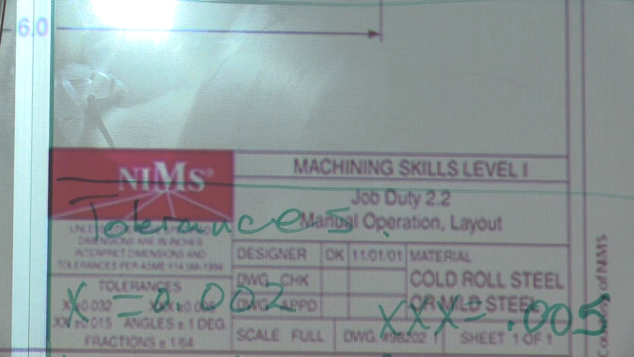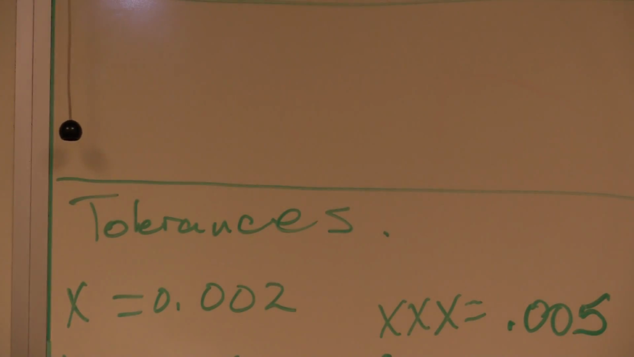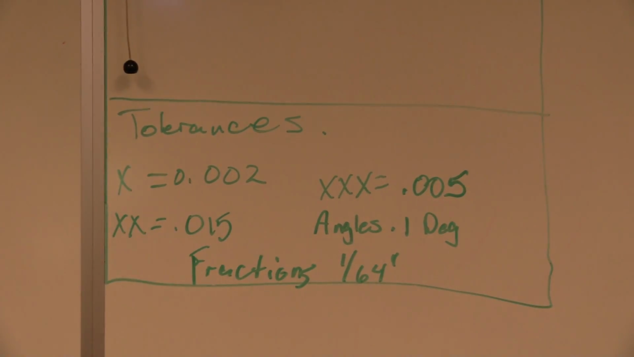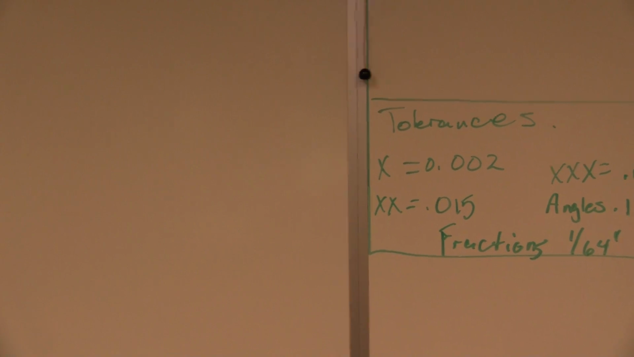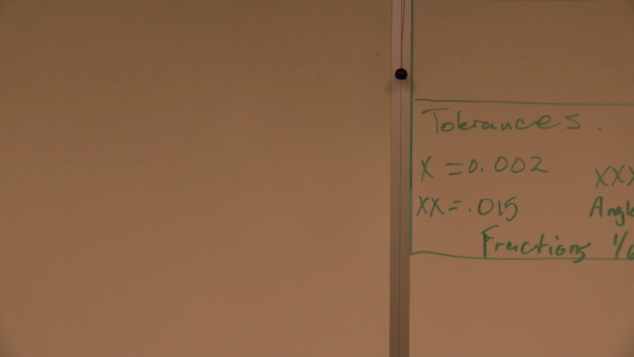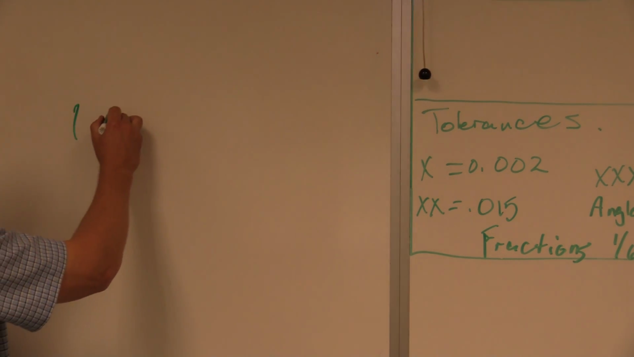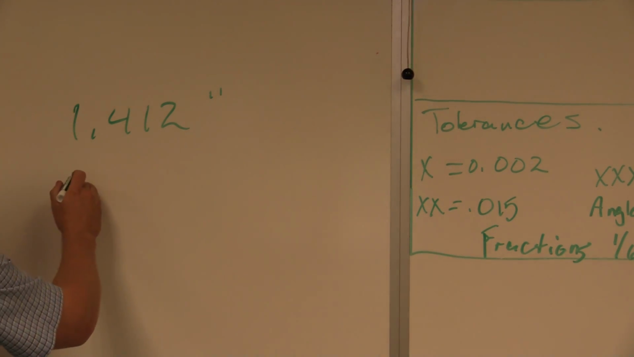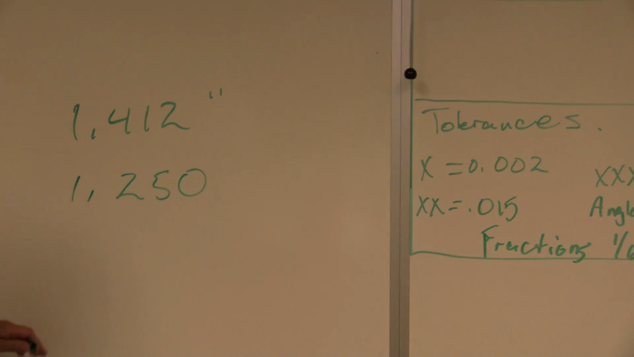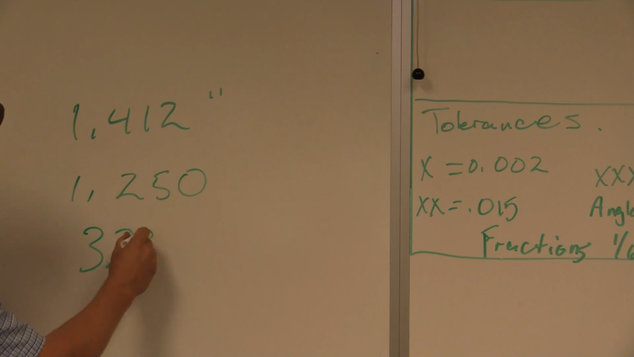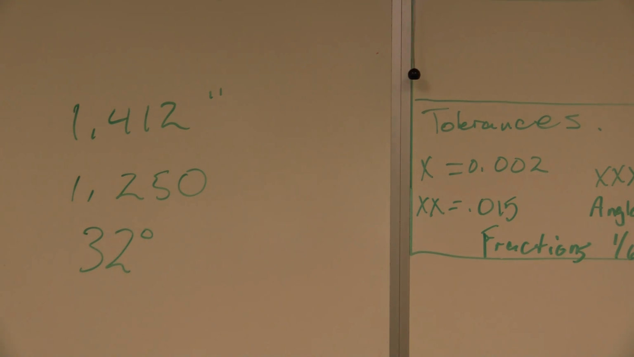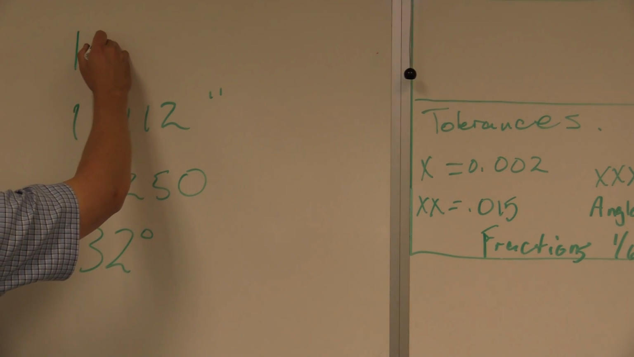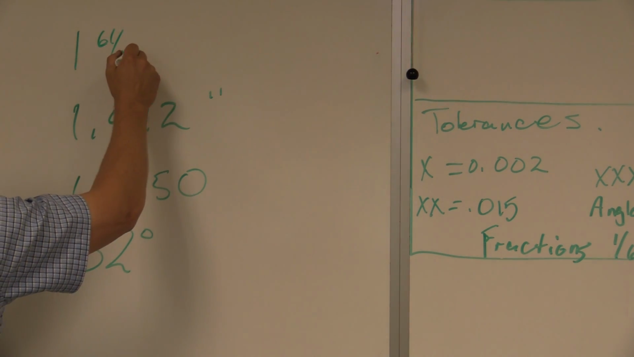We went on the other one, we broke down the decimal points, we talked about it, we showed you where they were. So here's our tolerance sheet over here. So now let's talk about this a little bit better. If we have a measurement that we're running at 3 thousandths and we want to run, say we're at 1.412 inches, okay? Let's do another, 1.250, 32 degrees. Should be able to work from that. One and 61/64. Okay?